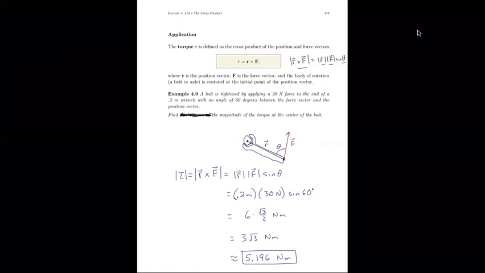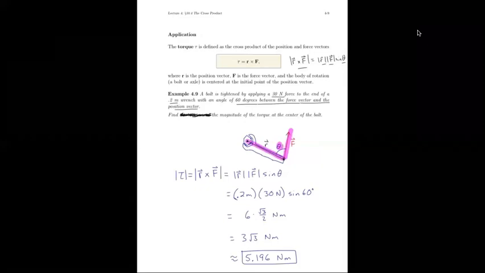Now, here's our situation. We're tightening a bolt with a 30 Newton force applied to the end of a 0.2 meter wrench with an angle of 60 degrees between the force vector and the position vector. The position vector essentially runs along the length of the wrench. So we'll see that here. This is R, and then we're applying a force F at an angle theta to this position vector, radially away from the bolt that we're tightening with the wrench. Okay, so we've got all the pieces we need.